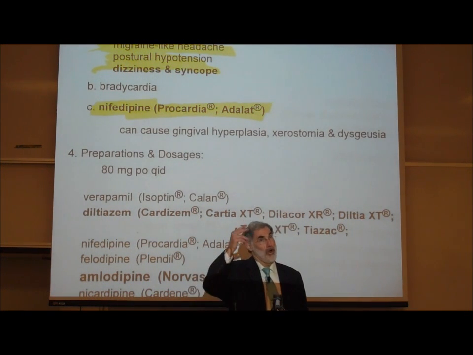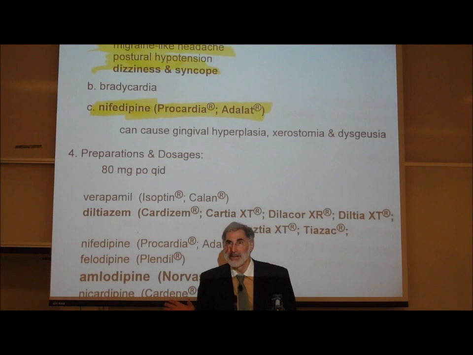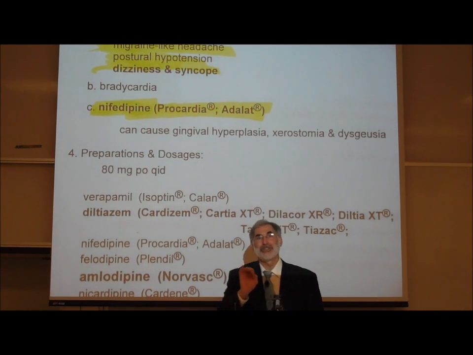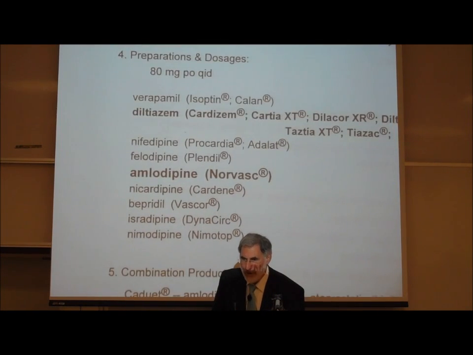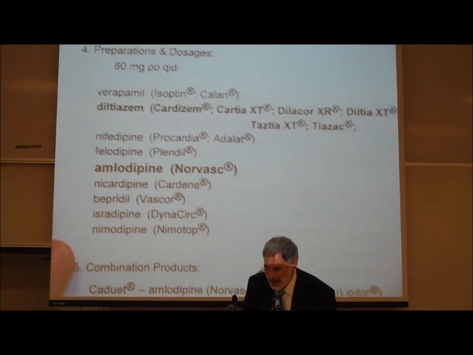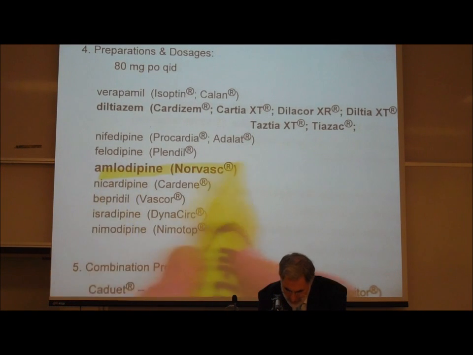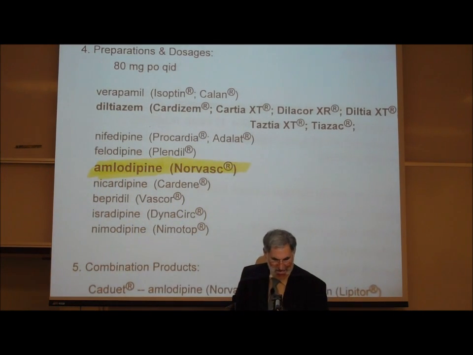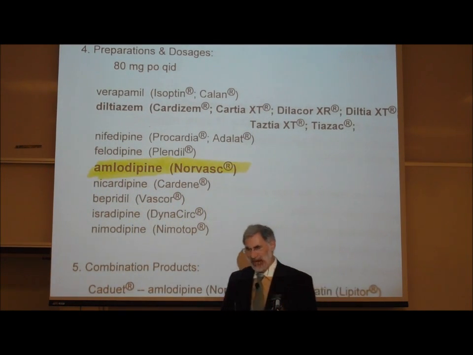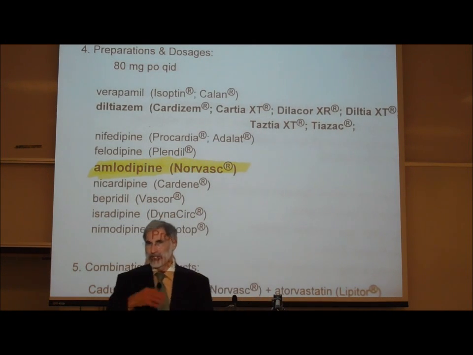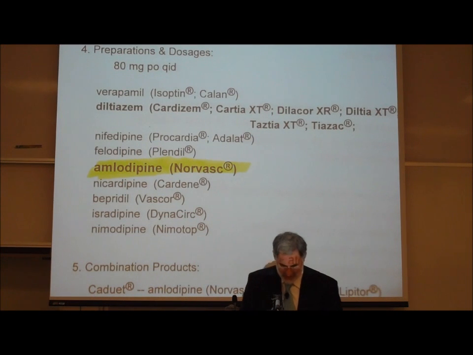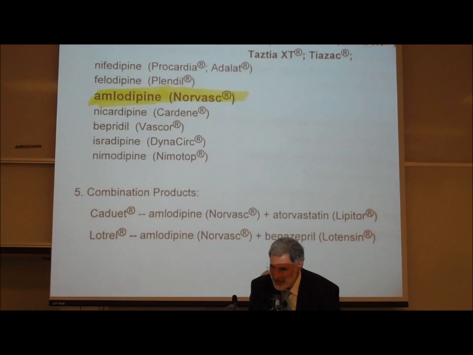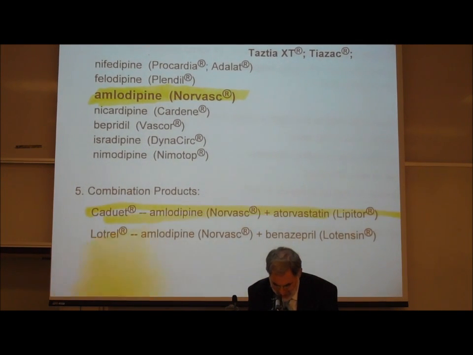Now, normally what we're always worried about is xerostomia. But in this case, it's gingival hyperplasia. That's the key thing. Now, there's a whole bunch of calcium ion channel blockers. The most common, popular one is Norvasc, and to the best of my knowledge, it does not tend to cause gingival hyperplasia, unlike nifedipine does. They have combination products. These are kind of cute. You don't have to know them.